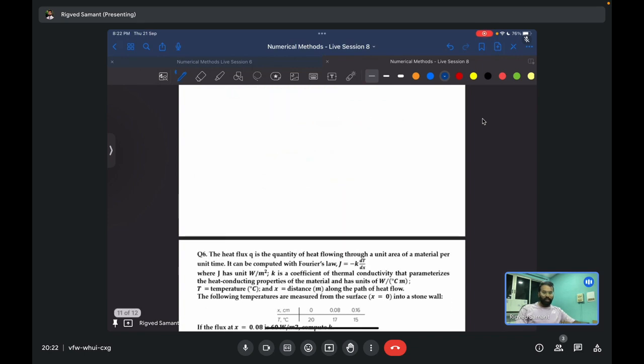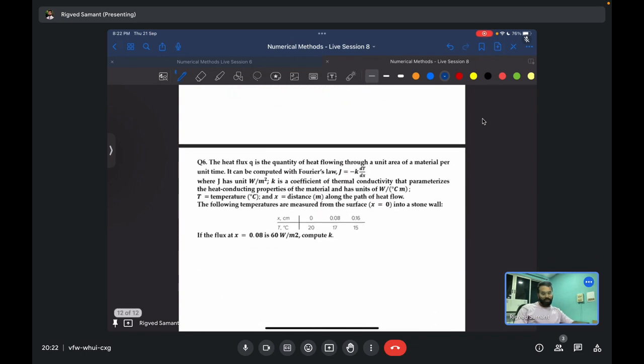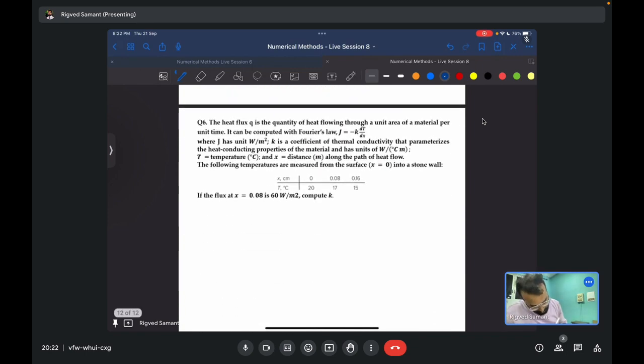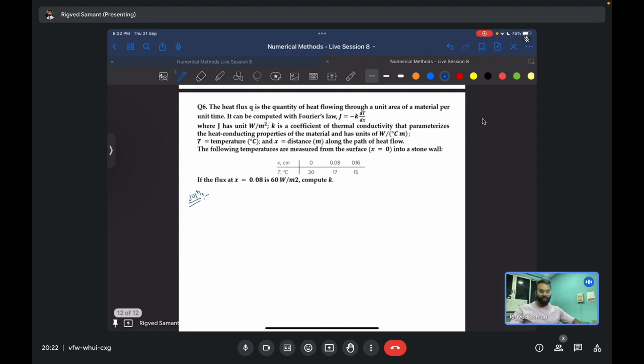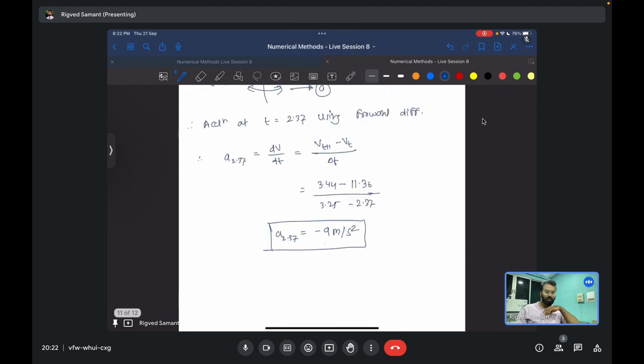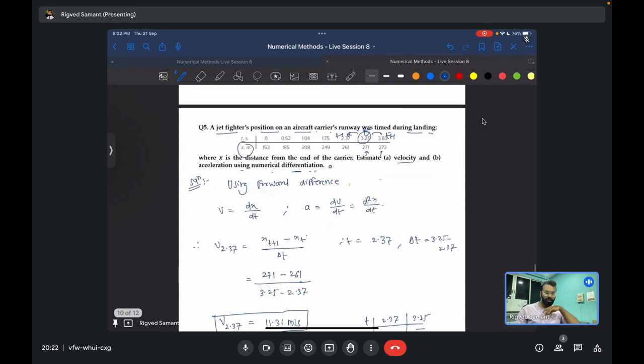Okay, this can be solved using central difference. If you want, then we can discuss some time later. So now we will come to the final question. Any doubts till now? This is the last question. So if you have any doubts, do you want me to repeat?